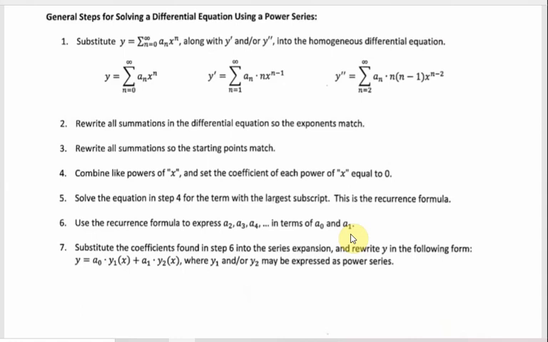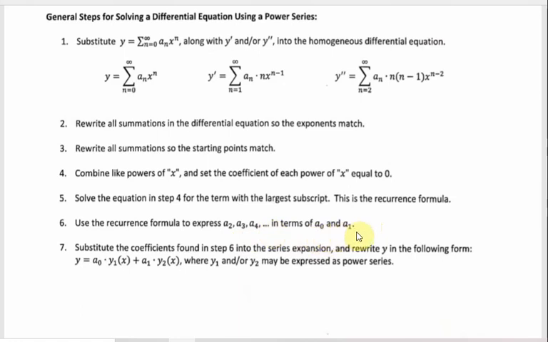And then what you end up doing, and this is the long part actually, believe it or not, the series part is not the long part. It's what you do after you get the recurrence formula. It's long. Where then you end up expressing a2, a3, a4, and so forth in terms of a0 and a1.